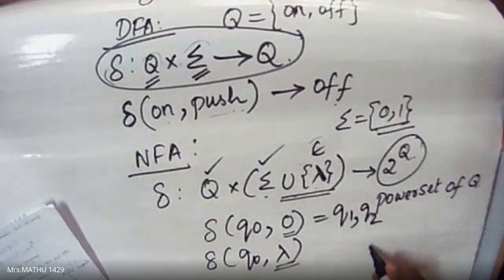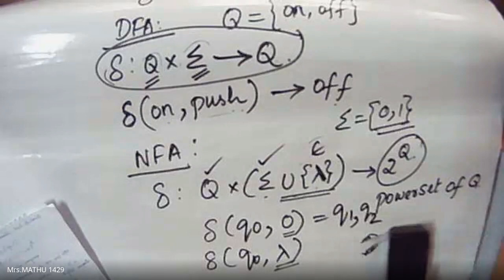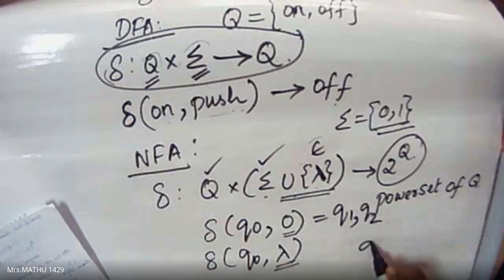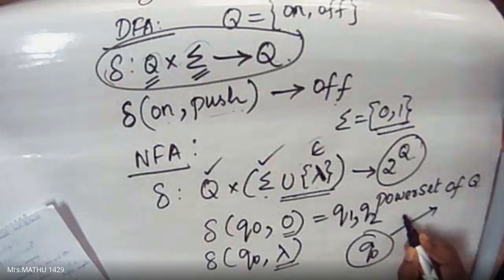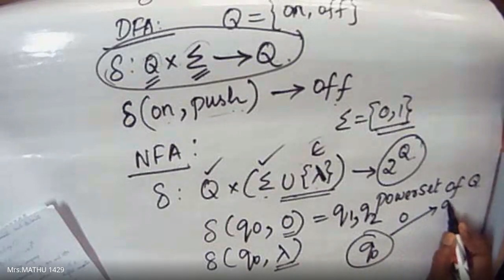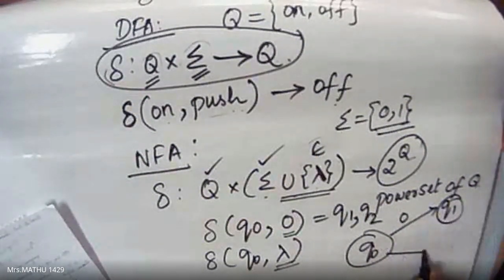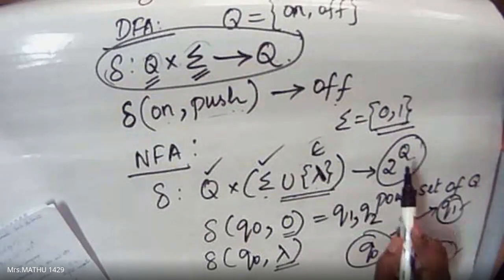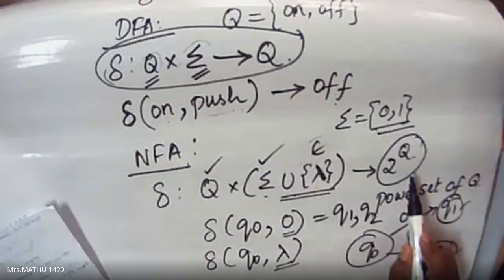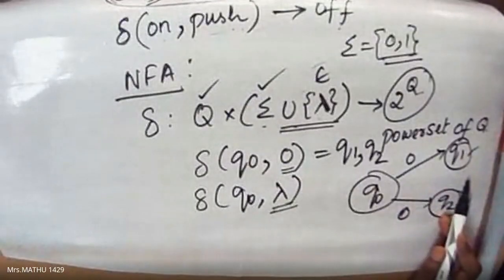So from the same state, let me take it as Q naught. There is a state Q naught. For input symbol 0, I can either go to state Q1 or I can go to state Q2. So there is a possibility of moves. There are choices in the transition. So that is why we have here the power set of Q.